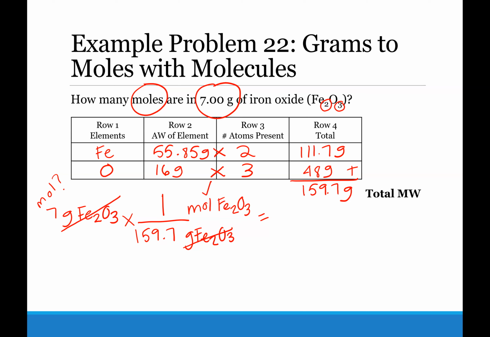So in your calculator, 7 divided by 159.7 equals 0.04 moles of Fe2O3. Let me know if you have any questions about example problem 22.